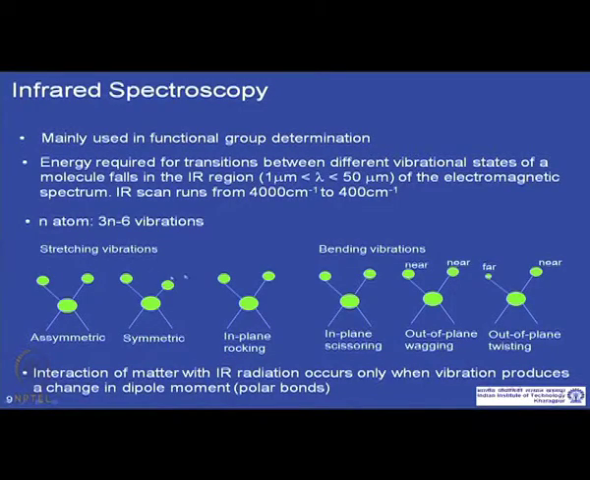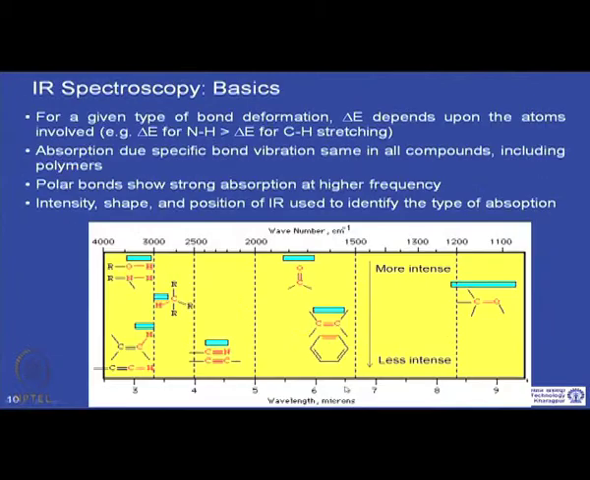So, as you know, there are different types of vibrations possible, like stretching and bending, and it is important that the interaction of matter with IR radiation occurs only when these vibrations produce a change in dipole moment. So, IR absorption happens only for the stretching or bending vibrations of polar bonds.